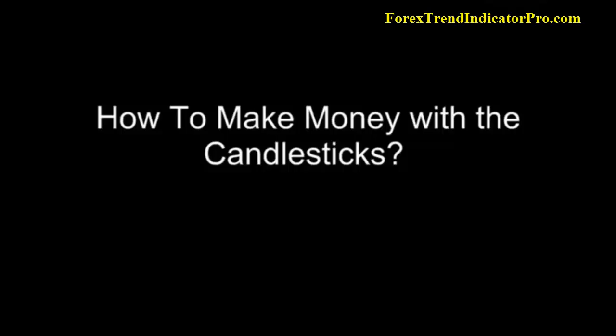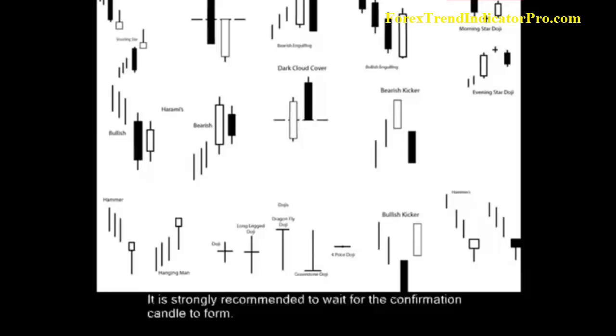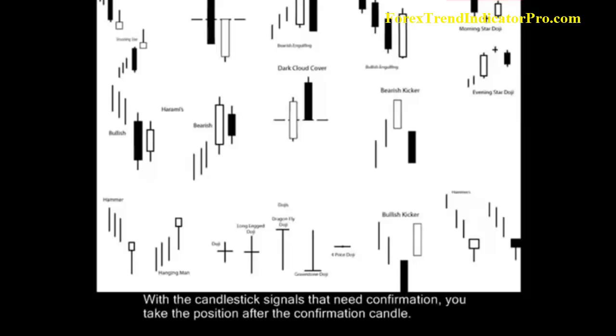How to make money with the candlesticks. First, you have to wait for the candlestick signals and patterns to form completely. Then you take the proper position and set the stop loss. It is strongly recommended to wait for the confirmation candle to form. With the candlestick signals that need confirmation, you take the position after the confirmation candle.